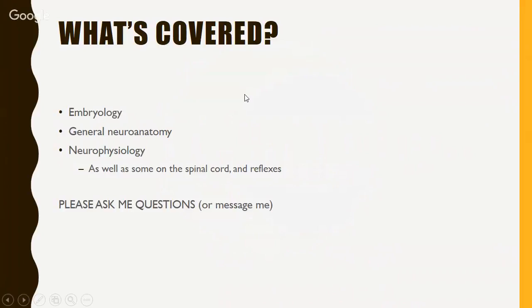I'm going through neuroembryology and neuroanatomy very quickly because this sort of stuff will not probably come up in the future, but it might come up on your exam. And then I'll go through neurophysiology in a bit more depth. Is that cool with everyone?